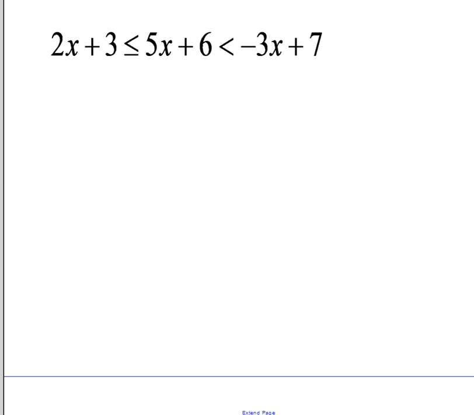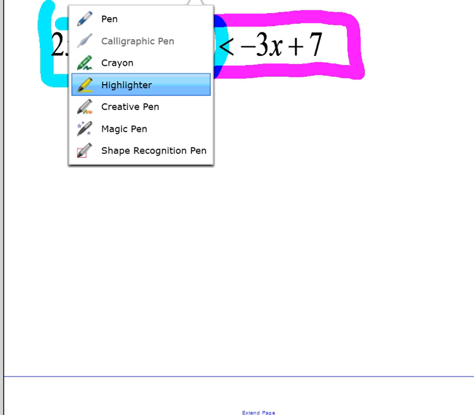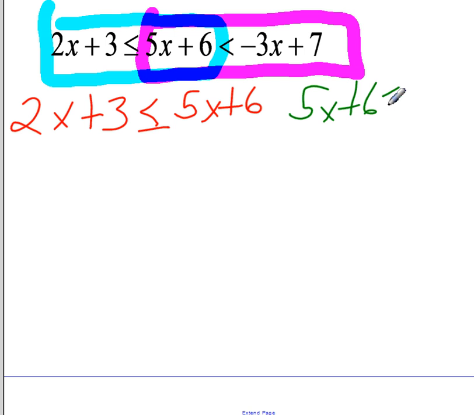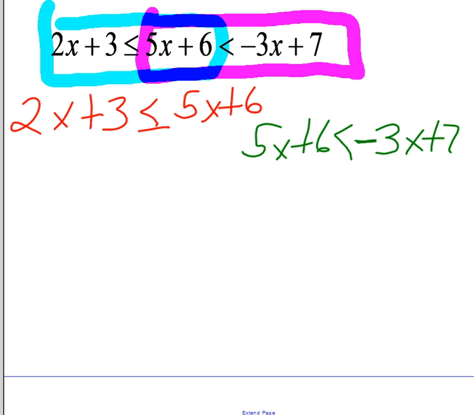All right, here's another problem. And again, I'm going to break this up into two separate problems. I've got this problem, and then I have this problem. All right, so my first is 2x plus 3 is less than or equal to 5x plus 6. And my next problem is 5x plus 6 is less than -3x plus 7. Right. I know that that went off your screen, so let me move that for you. There it is. Okay, I'm going to solve the red one first.